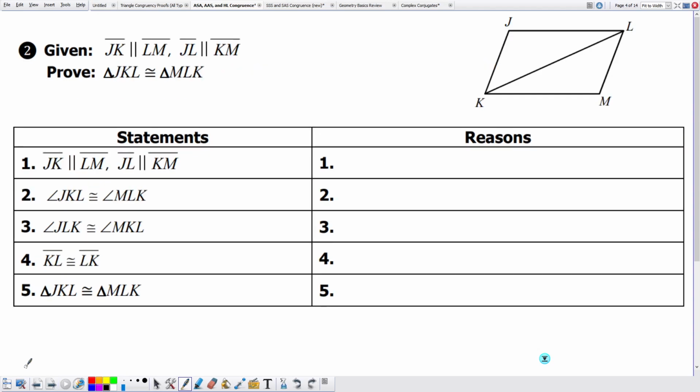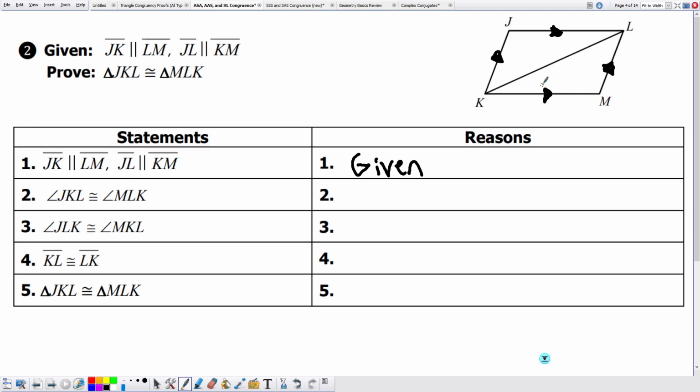Now let's look at one more proof. Okay, a little bit more. So we have that JK is parallel to LM, and that JL is parallel to KM. So this is our given. And it wants us to prove triangle JKL is congruent to triangle MLK. Note those arrows mean parallel.